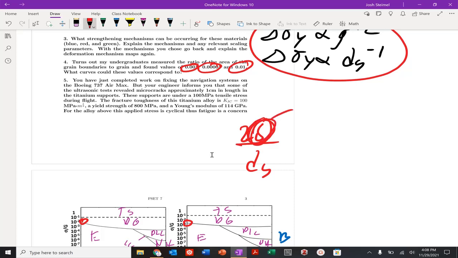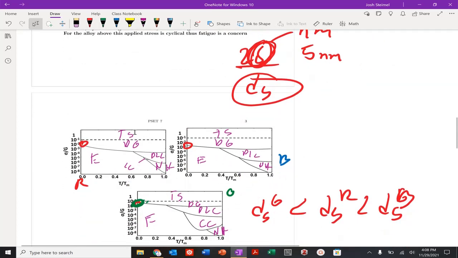This value is always going to be, as we talked about in class, on the order of a nanometer or so, maybe 5 nanometers at the most. So really this is the value that's changing. If this value is getting large, our d_g is getting smaller and smaller. So what curves could these correspond to?